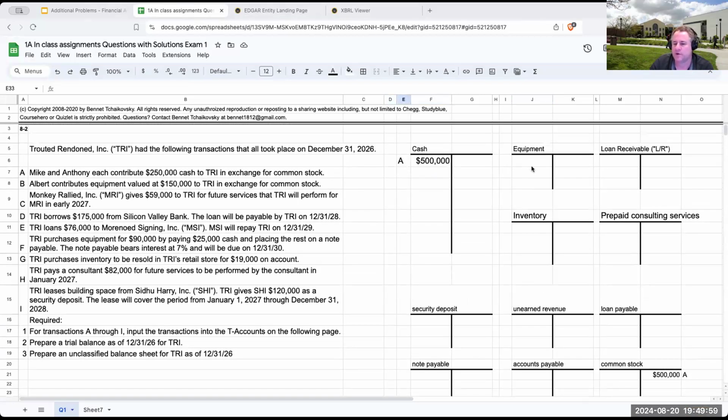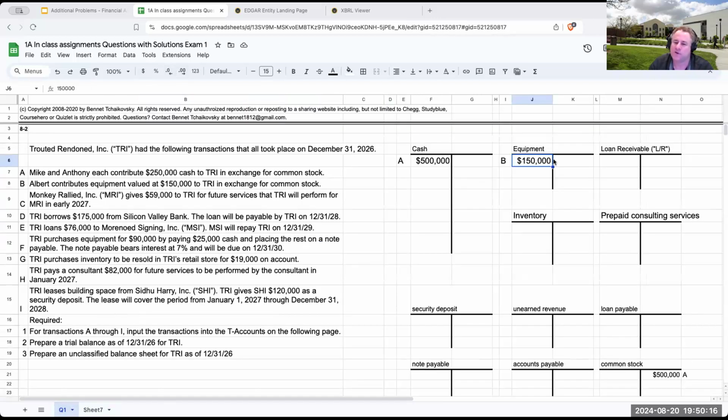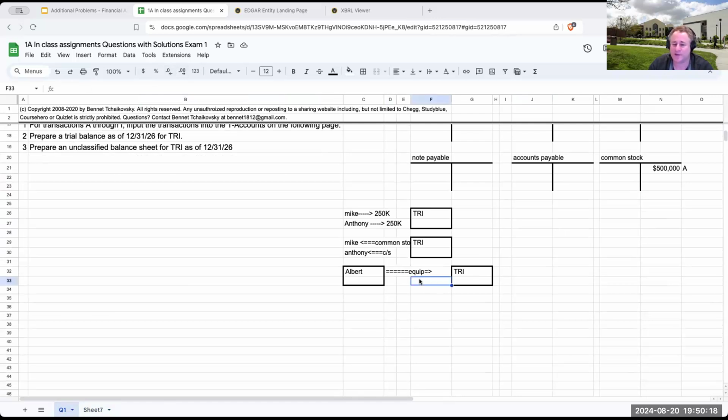So over here, I'm going to debit equipment for $150,000, right? Okay, so I'm debiting equipment. Equipment is an asset. I'm showing an increase of that asset with a debit. Now, for every debit, I need a credit. What's the other side of the transaction?